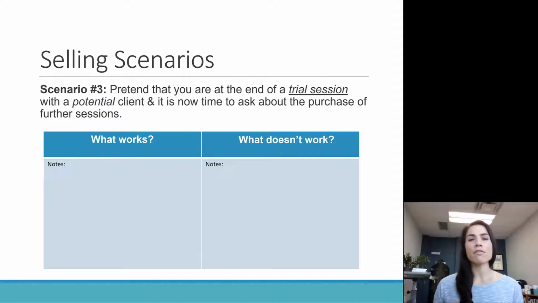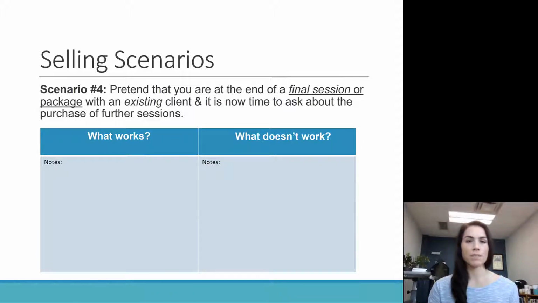Scenario 3 and scenario 4 are very similar. The main difference is that you're going to be figuring out how you can take a potential client and have them purchase further sessions, versus having a current client of yours purchase further sessions. So thinking about what that conversation looks like, it's incredibly important that you spend the time to say out loud how you would communicate with this person.